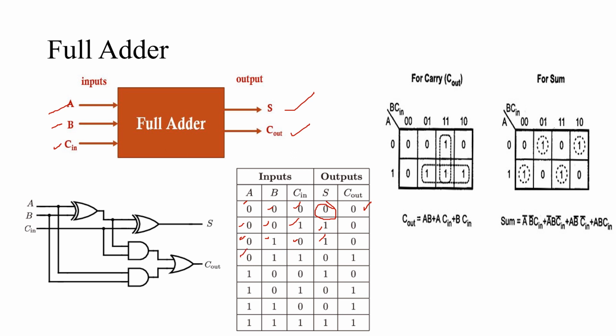0 plus 1 is 1. 1 plus 1 is 10. So your sum is 0 and your carry is 1. Okay.